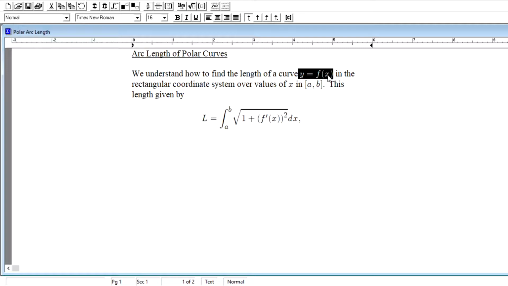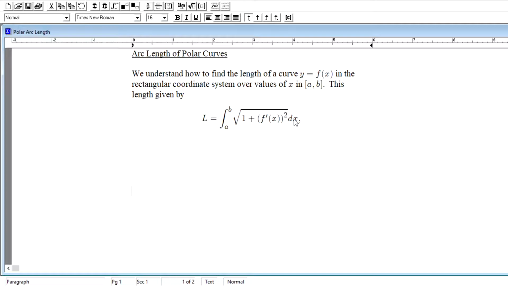where we consider having the length of the curve, y equals f of x in the rectangular coordinate system, over values of x from a to b. And we had found that that calculation is equal to the integral from a to b with respect to x, all occurring on this integrand given by the square root of 1 plus f prime of x quantity squared. All right, this should be a familiar calculation.